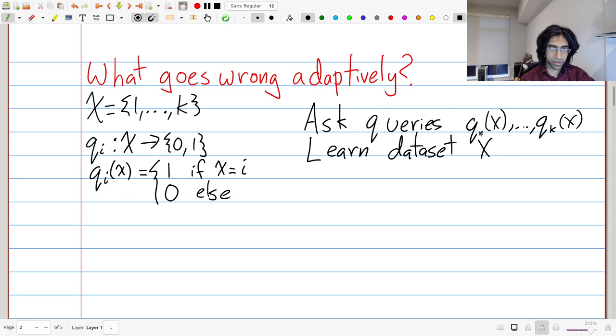And why is this? Because the first query will tell you exactly how many values are equal to 1 in the data set. The next one will tell you how many are equal to 2. And then that last one over here will tell you exactly how many are equal to k.